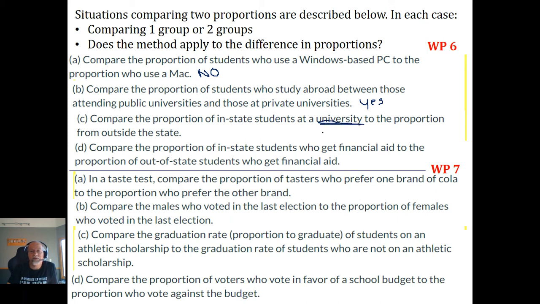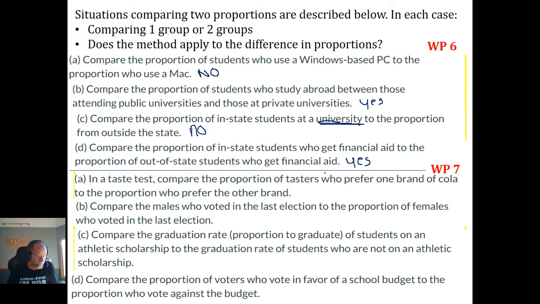So it's a single university, and all we've done is split from the two. So the answer is going to be no. Second one, compare the proportion of in-state students who get financial aid to the proportion of out-of-state students who get financial aid. Definitely two different groups there. We have two groups going on, and inside of there, we can calculate two groups.